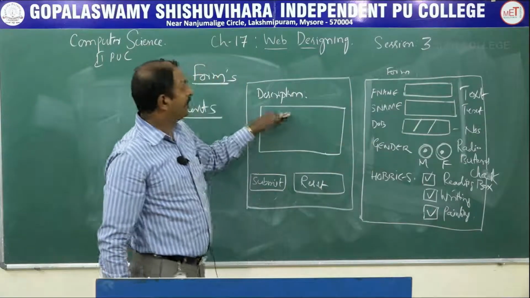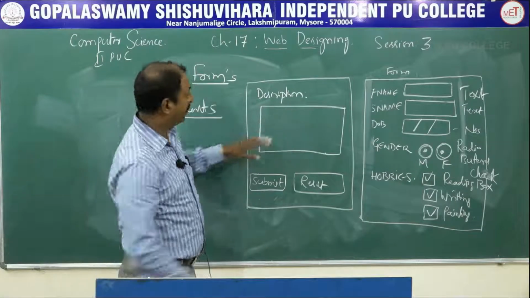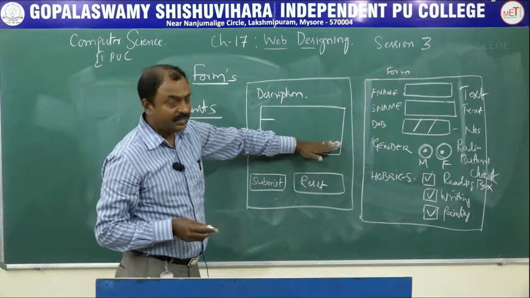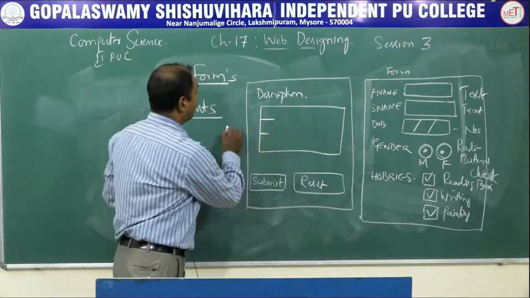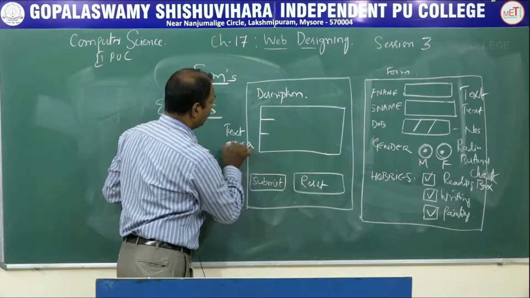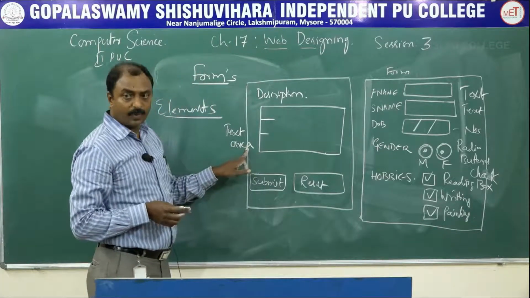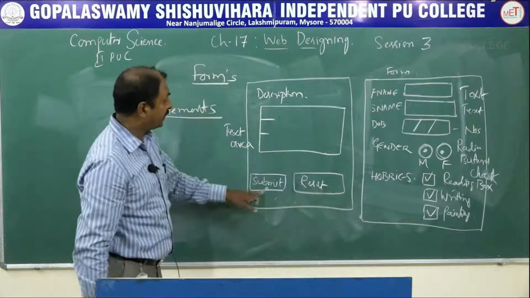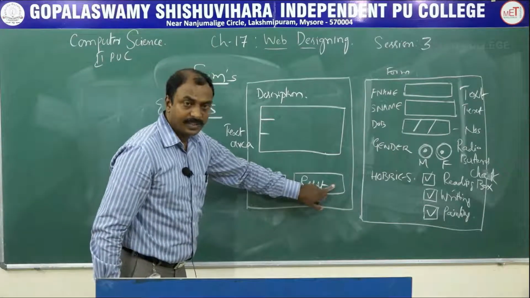And here there is an option to write the number of rows or number of characters. So this is called a text area. And apart from this, there are two more buttons, submit as well as reset, isn't it?